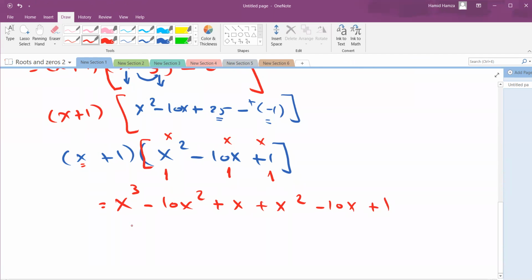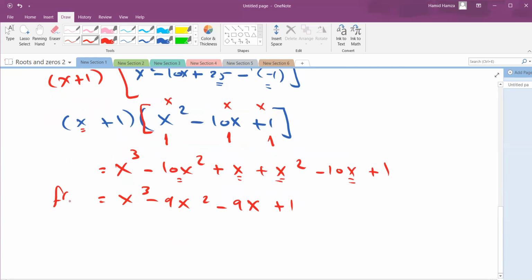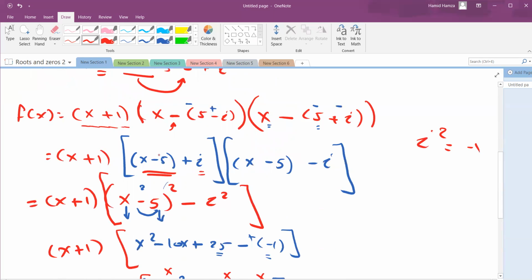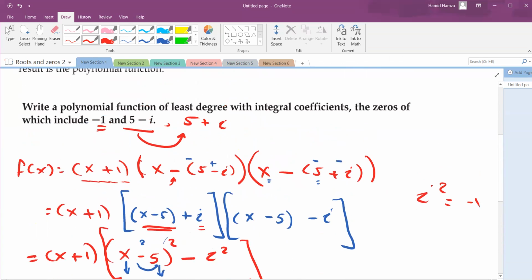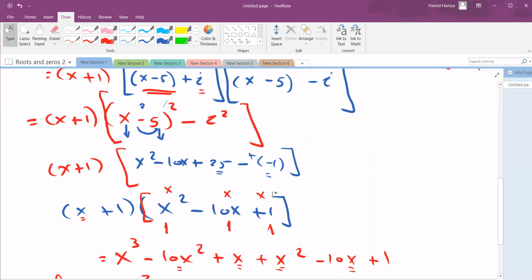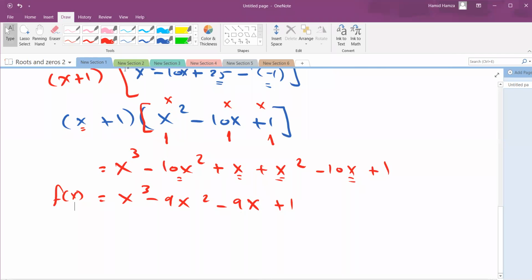We finished. Just collect like terms. X power 3, x power 2, and x power 2 will be negative 9x squared. X and 10x will be negative 9x. And the last is 1. So if you factorize this polynomial, its factors will be negative 1 and 5 minus i. Any question, guys? It's very easy, but it takes time to expand the brackets. Any question?